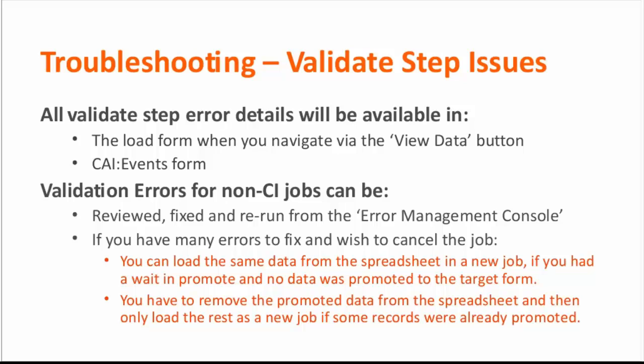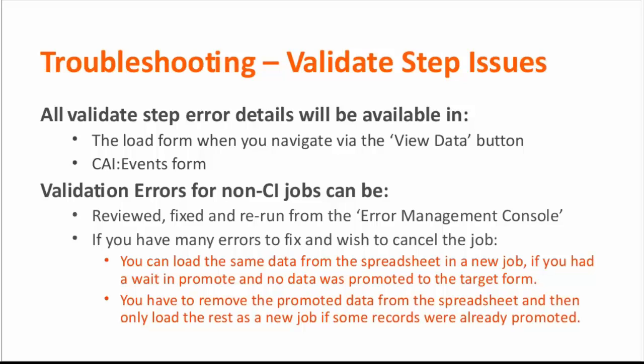Say you have a scenario where you have errors in your validation, and you have many errors to take care of. The recommendation, as I told you earlier, is that we don't want anybody to promote any data to the target form unless you're sure about your data. If you had the wait and promote set for your preferences, then it's easy for you. You can load the same data from the spreadsheet in a new job, and you don't have to worry about it. Because the old job you have not promoted, you can cancel any time, or it will get automatically canceled based on your settings.